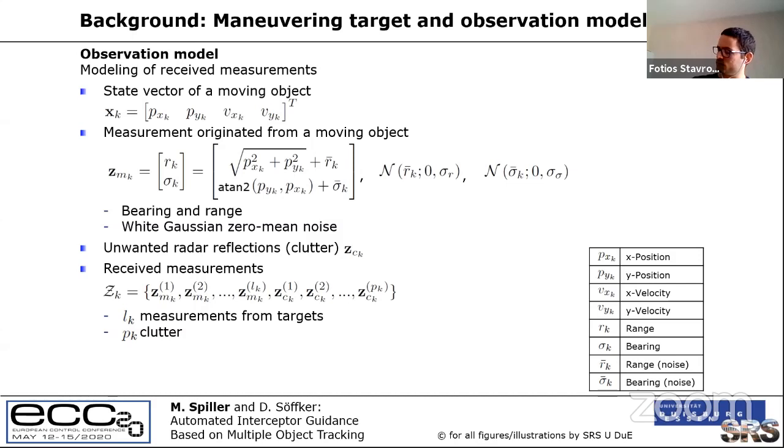The measurements are radar-like measurements with information about range and bearing. The measurement model is nonlinear and the noise is assumed to be zero mean Gaussian white noise. There are non-target related measurements, denoted as clutter. So the target originated measurements and in addition the clutter measurements form the set of the received measurements at time step k.